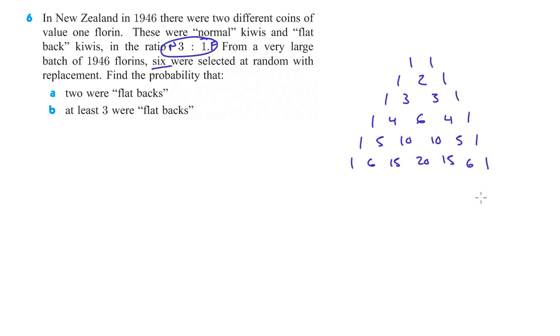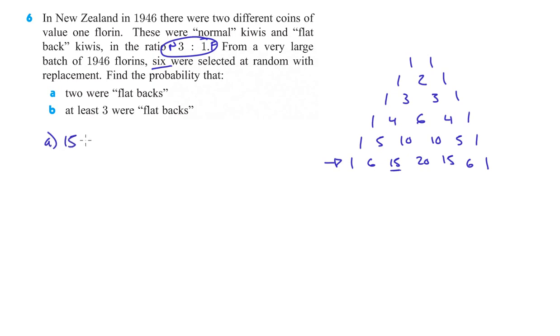Okay, so again, this is the row that we're going to be interested in. Find the probability that 2 were flatbacks. It really doesn't matter which way you look at this, whether the normal kiwis or the flatback kiwis are the success. Since they're talking about flatbacks on both of these, we'll consider getting a flatback as our desired outcome. So this is 0 flatbacks, 1 flatback, 2 flatbacks. That's going to be for A.